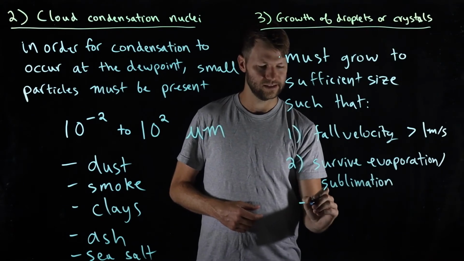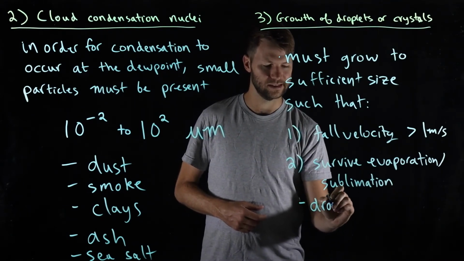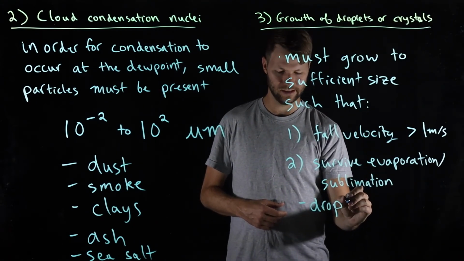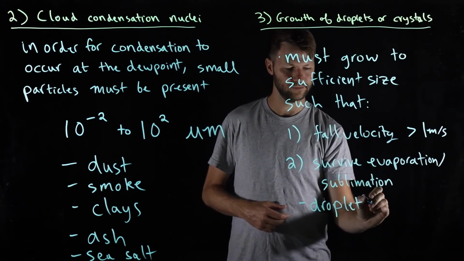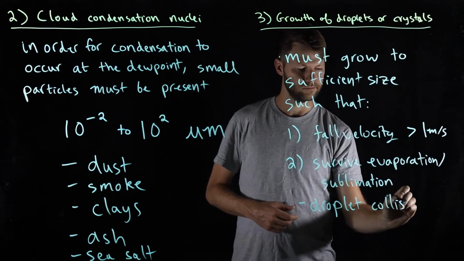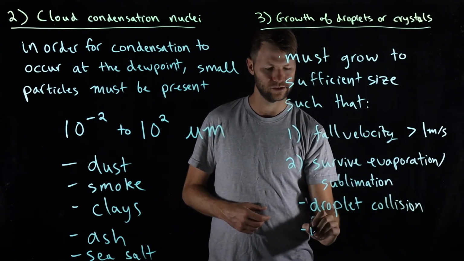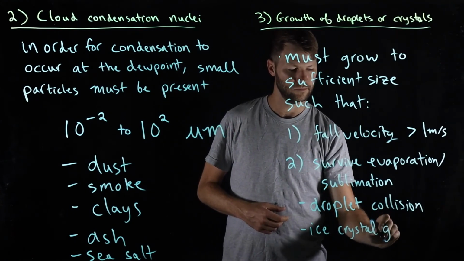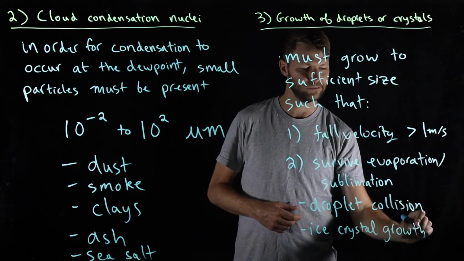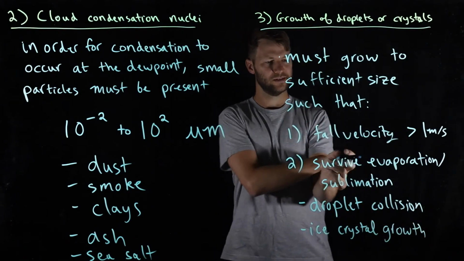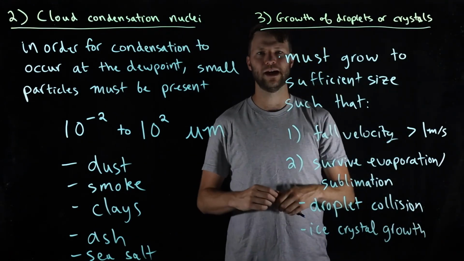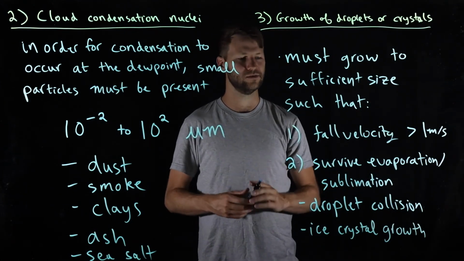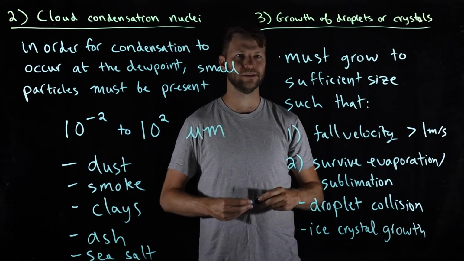And in order to do this, it needs to grow in size because it's always going to be evaporating and sublimating. So it does this via droplet collision and ice crystal growth. And you can imagine that once a droplet is big enough that it has started to fall, it's going to evaporate, but it may hit other droplets on its way down in such a way that it tends to grow in size. So these are two of the other necessary steps in our recipe for precipitation.